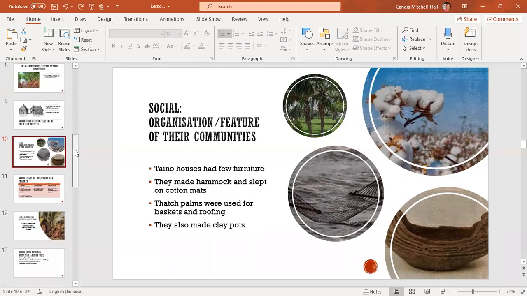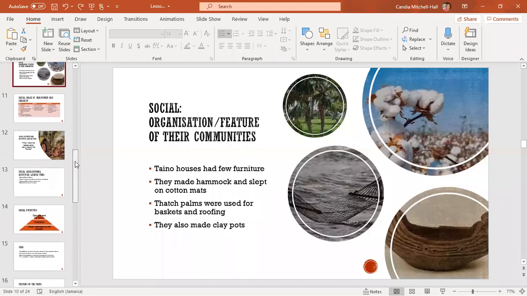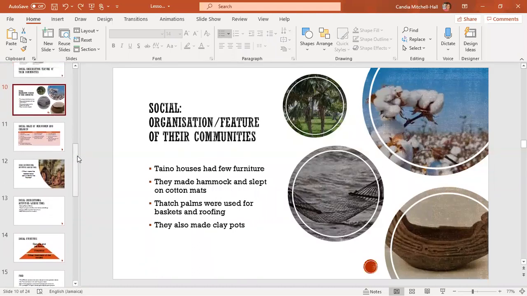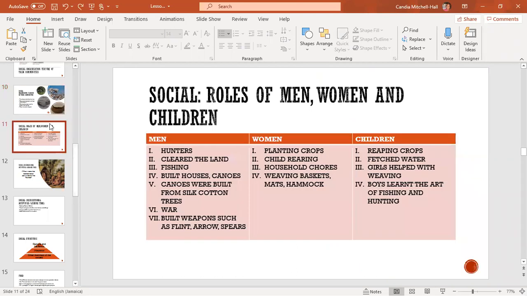And remember, archaeologists are still trying to understand these people. There are two ways in which we get information about the Tainos. One, what Columbus and the Spaniards saw, and they wrote down what they saw. And two, what archaeologists discovered. Those are the only two ways we know how the Tainos actually lived.